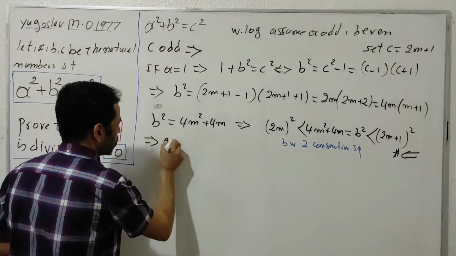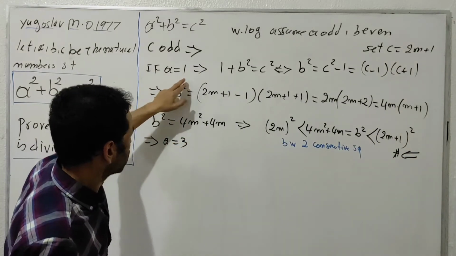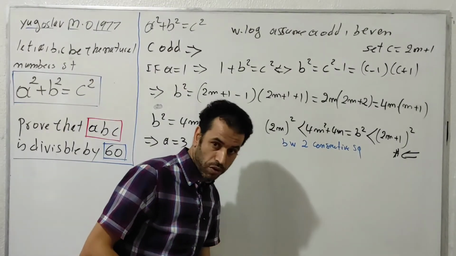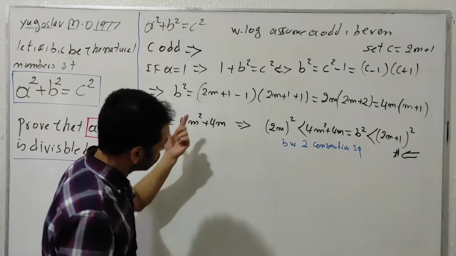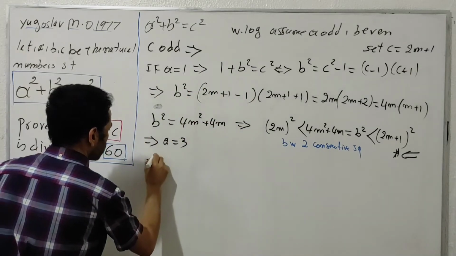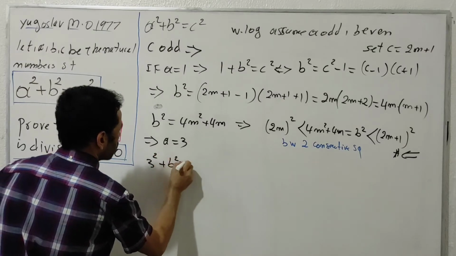This means a equals 3. Since a is not equal to 1, that means a equals 3. It could be the next possibility. Okay, I'm going to take this value and insert it again into the original equation to see what it gives us. We'll have 3 squared plus b squared equals c squared.